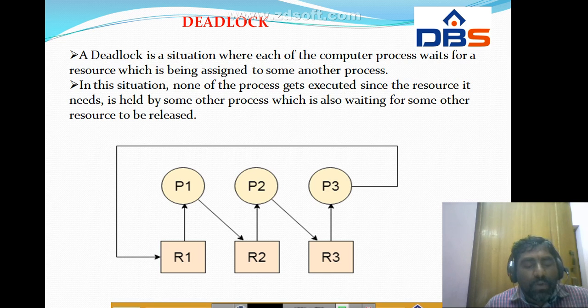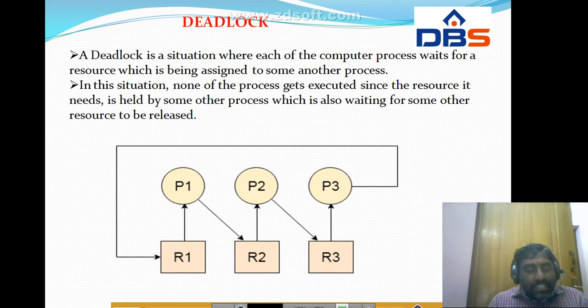P2 also demands R3, which is being used by P3. Here process P2 also stops its execution because it can't continue without R3. P3 also demands R1, which is being used by P1. Therefore, P3 also stops its execution. In this scenario, a cycle is formed among the three processes. None of the processes is progressing, and they are all waiting. The computer becomes unresponsive since all the processes got blocked.